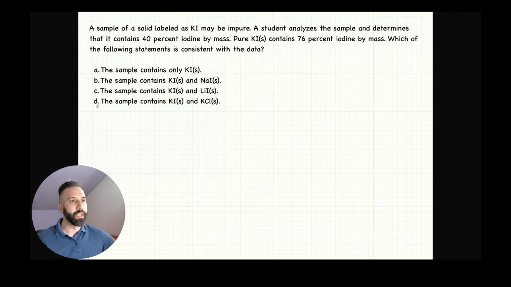And then the sample contains KI and KCl. I mean, pretty obvious. If you add KCl, basically there's gonna be less iodine, right? Because I mean you're adding other stuff and not iodine, right? So it can drop from 76 to 40. So the only possible explanation is D. Yep.